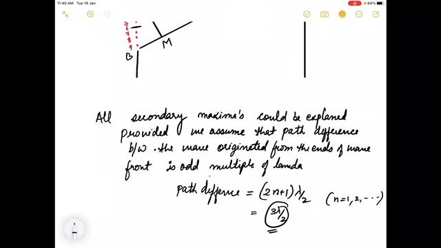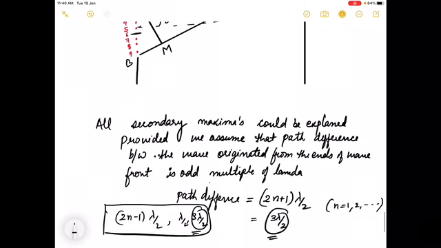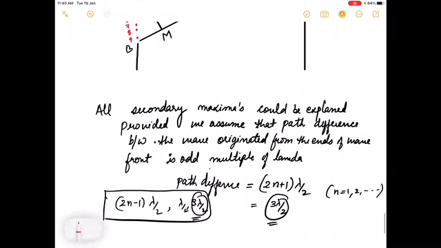If you guys remember, it was 2n minus 1 lambda by 2, right? In which your first one was lambda by 2, right? If we put the value 2, it comes out to be 3 lambda by 2, the next one, yes or no? So 3 lambda by 2 comes under your destructive interference. I hope you guys remember that, right? So here I'm saying that you guys can get constructive interference if you have 3 lambda by 2, right?